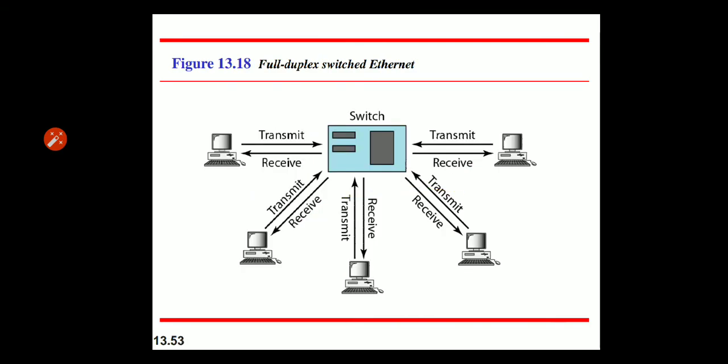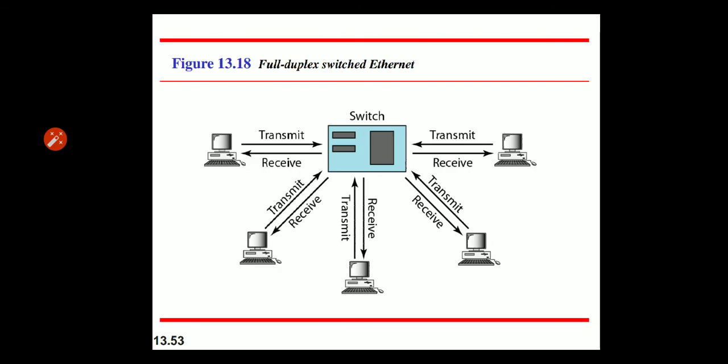Next we see the full duplex Ethernet. One of the limitations of 10Base5 and 10Base2 is that communication is half duplex. A station can either send or receive, but may not do both at the same time. So the next step in the evolution was to move from switched Ethernet to full duplex switched Ethernet. In full duplex switched Ethernet, a station can send and receive at the same time. The full duplex mode increases the capacity of each domain from 10 to 20 Mbps.